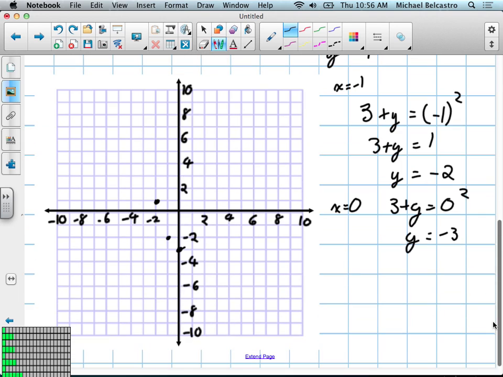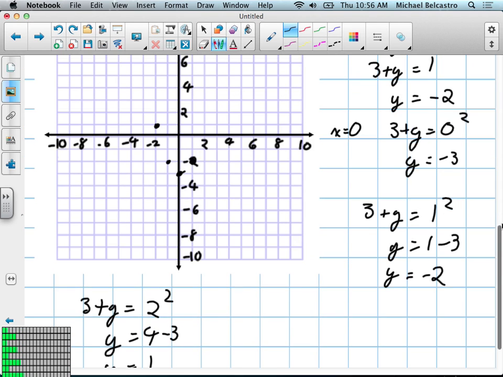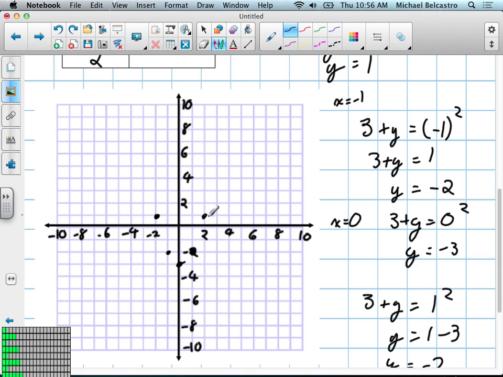Same idea. I got to plug 1 in. I'm going to work a little faster. 1 squared is 1. Y equals 1 subtract 3. Y is -2. So when x is 1, my y value is -2. And finally, 3 plus y equals 2 squared, which is 4. Y equals 4 minus 3. Y is 1.